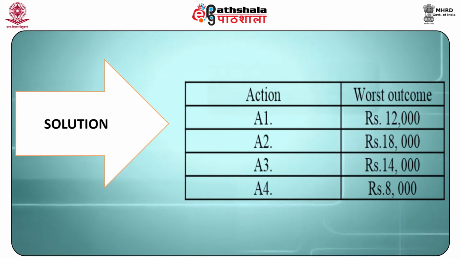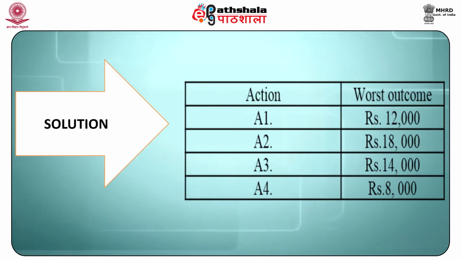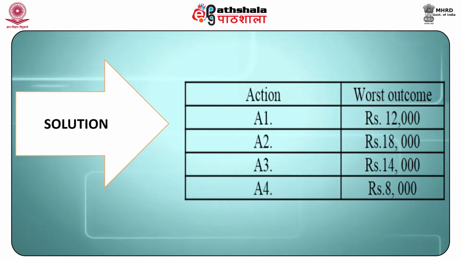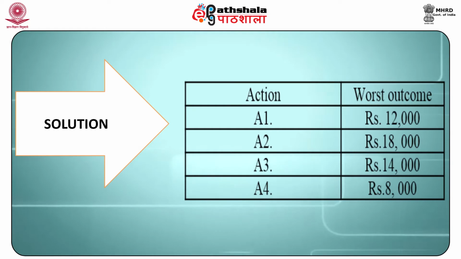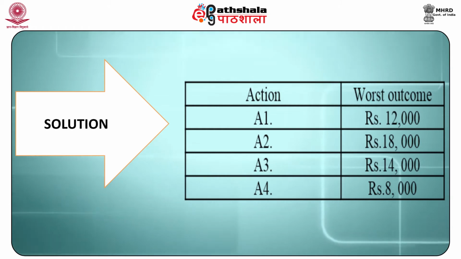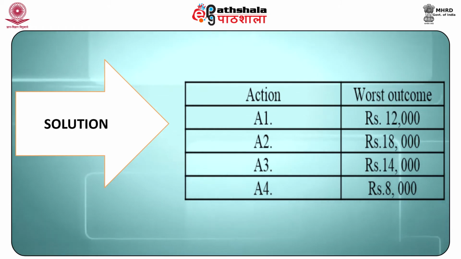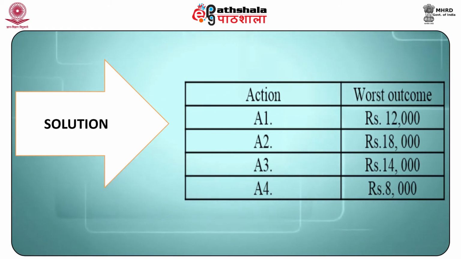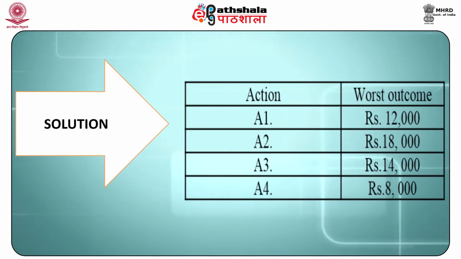Suppose he decides on A2, the minimum this time is S1, that is 18,000, and if he decides on A3, the state will be S3, offering him a payoff of rupees 14,000. Finally, if he takes the A4 course of action, the state of nature will be S2, that is rupees 8,000. Now, out of all the worst outcomes, the best is rupees 18,000. Therefore, A2 is the best decision.